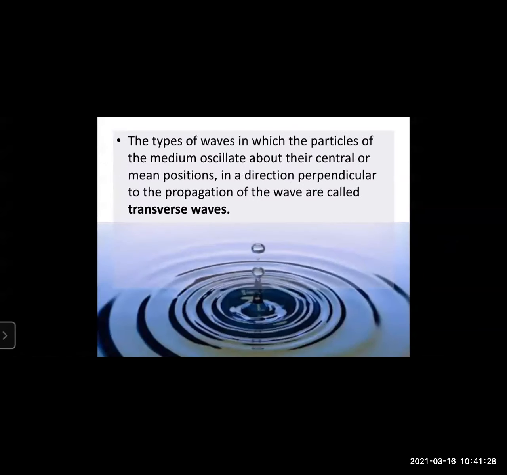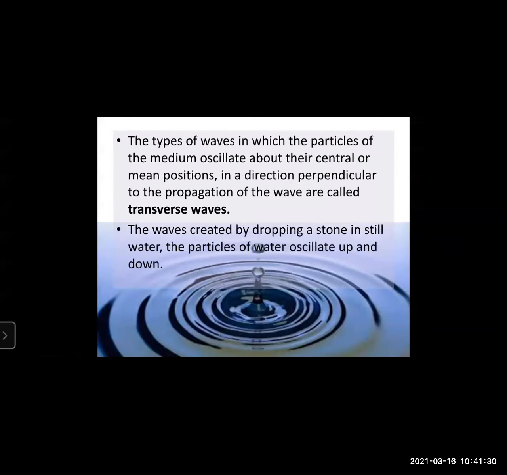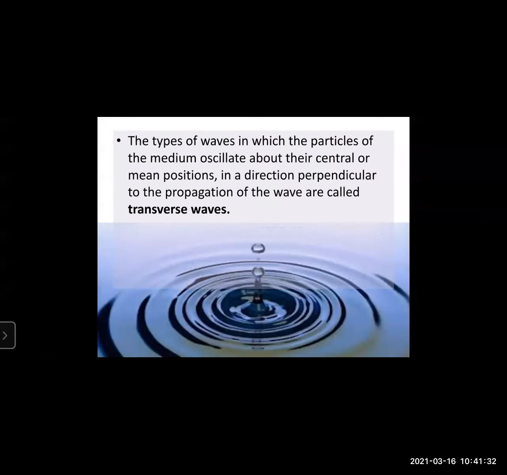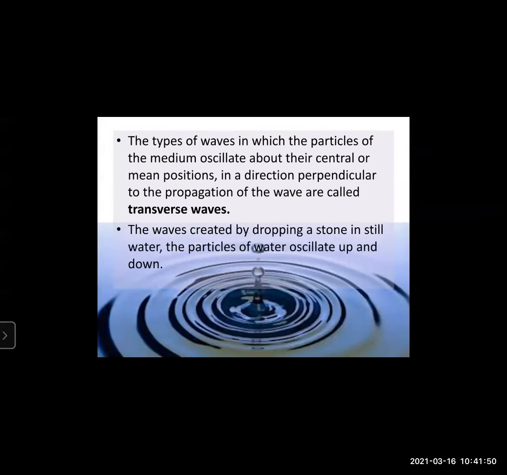Next are transverse waves, the type of wave in which the particles of the medium oscillate about their central or mean position in the direction perpendicular to the propagation of the wave. The best example is the wave created by dropping a stone in still water. The particles of the water oscillate up and down.